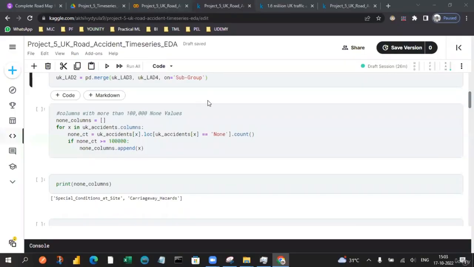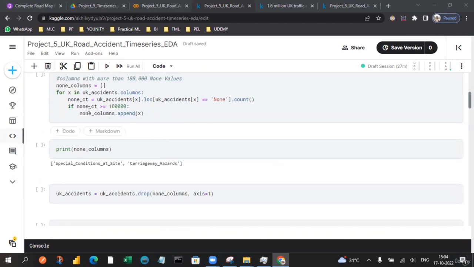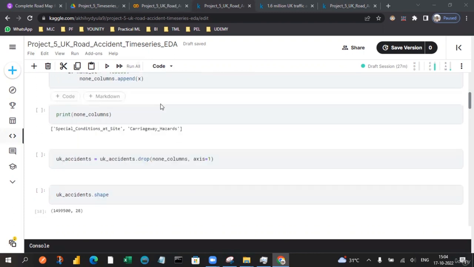So we just drop those columns. We are having more than 1 lakh records, so we need to tune or append the data sets which have the null values. I'm creating a for loop so that it will add whichever features have more than 1 lakh null values. We are going to drop those null values in this case.